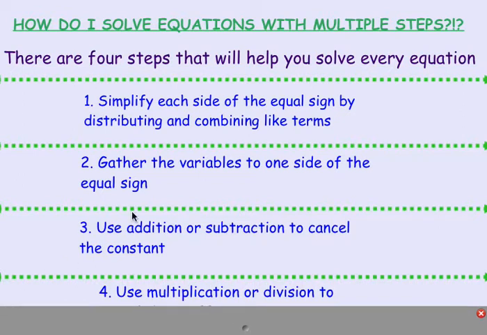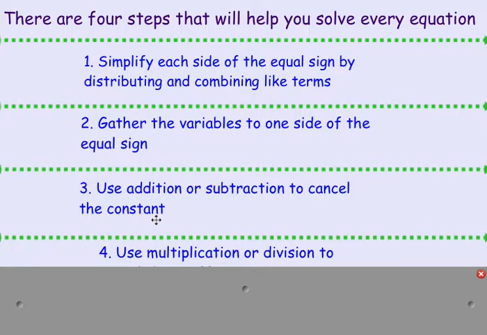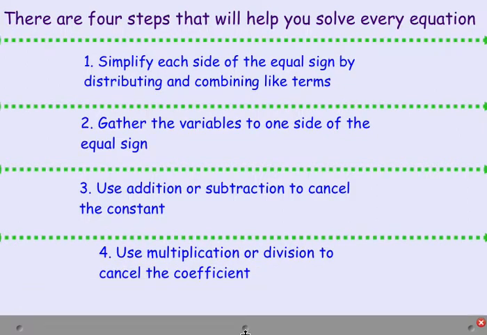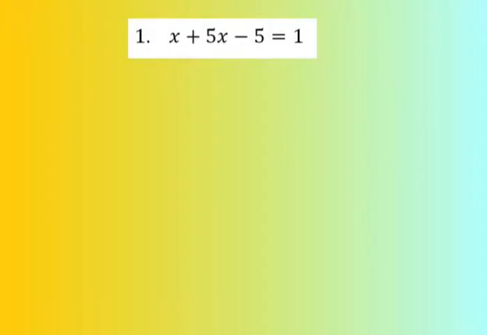Okay, and last but not least, our fourth step is to use multiplication or division to cancel the coefficient. Now the coefficient is that number that's being multiplied outside of the letter. So in order to cancel it, we either have to multiply or divide depending upon what the number on the outside is doing. And remember, when you're canceling the constant and when you're canceling the coefficient, you always want to do the opposite of the operation that's being applied. So let's go ahead and let's take a look at an example.